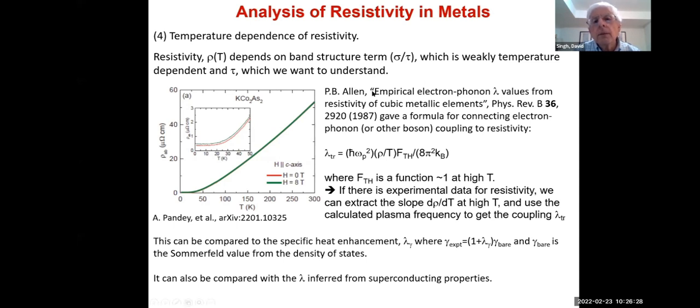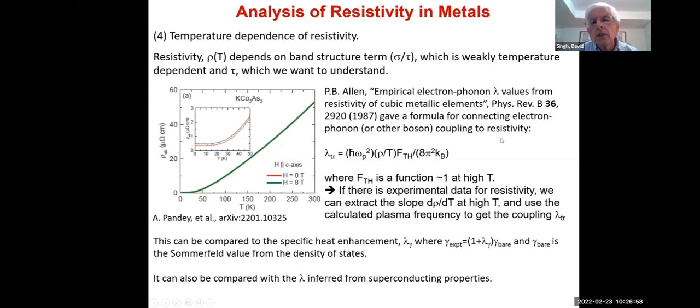Now, the resistivity depends on two things. It depends on sigma over tau, which in a metal is very weakly temperature dependent because you're not near a band edge or any other structure typically. And then relaxation time tau, which is what we want to understand. So if you took this resistivity, you could extract tau if you knew sigma over tau. That's a clear statement, I think. But you can do more than that.